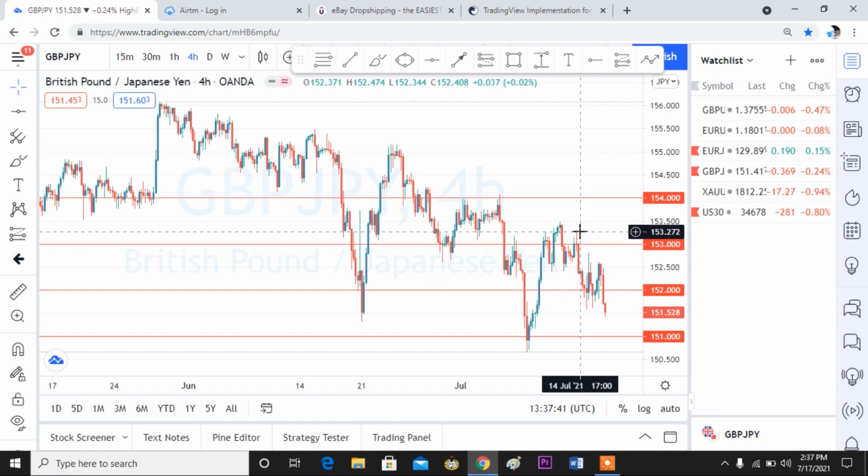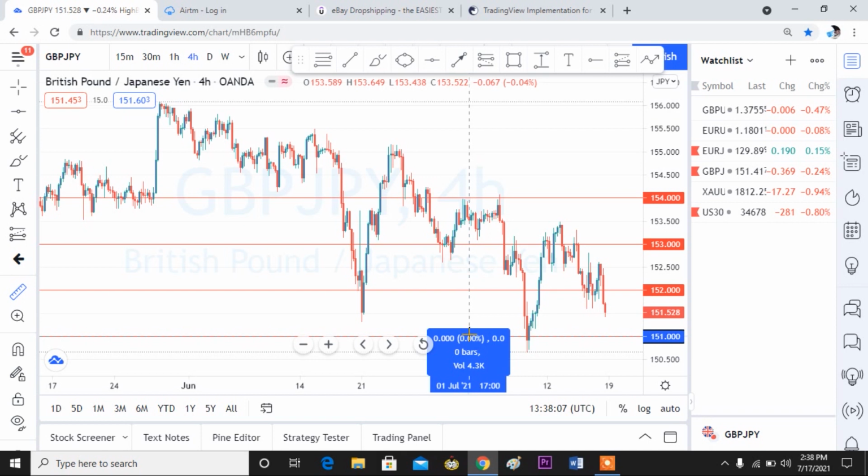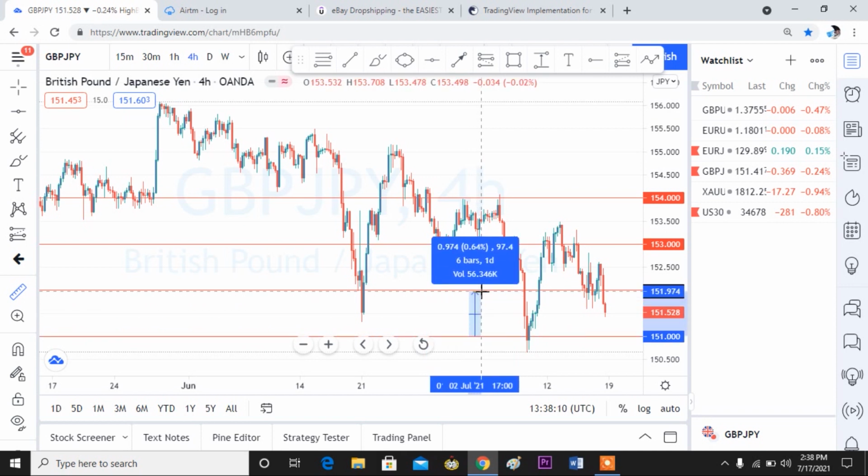We also have sub psychological levels, but before we dive into the sub psychological level, I want you to know that the difference between each psychological level is a value of 100 pips, meaning from this psychological level to this psychological level is going to give you 100 pips. From this psychological level to this one here, it's also going to give you 100 pips. So let's pull out our pips tool and push it up.